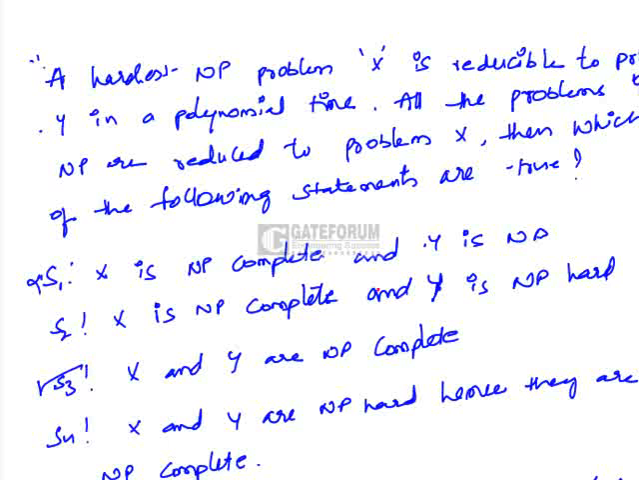S2, X is NP complete, Y is NP hard. This is true. Why? Because Y is NP complete, so it is also NP hard. So statement S2 is true, and statement S3, X and Y are NP complete, is also true. X and Y are NP hard, hence they are NP complete. This is false. Why? Because if a problem is NP hard, it may or may not be NP complete. So here correct option is option A.